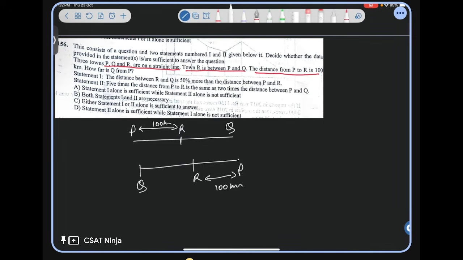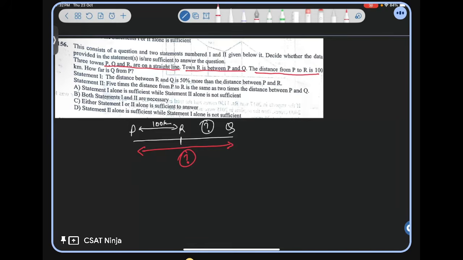How far is Q from P? We need to find this. So one guess is enough. I thought there would be some variation there. So we are asked to find how far Q is from P, the distance between PQ. What we can understand is that if I know the distance between R and Q, I can easily find the value there.